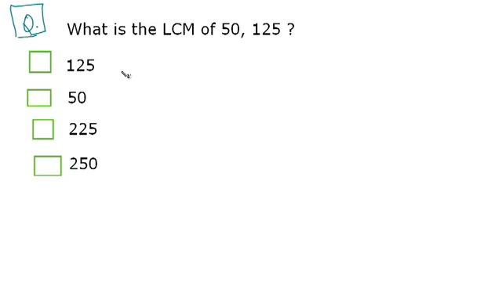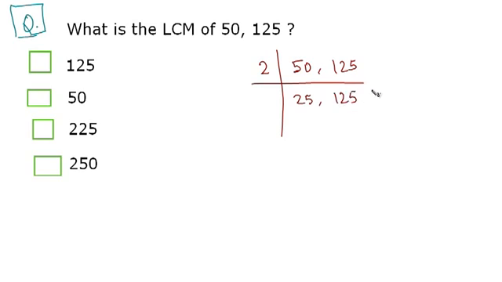Time for a question here. What is the LCM of 50 and 125? And here are your options. So we would solve this by dividing these two numbers by prime numbers. So let's do this. We write 50 and 125 like this, and we divide it by the smallest prime number that can divide these numbers. So I think 2 can divide 50, so we write 2, 25s are 50, and here we can't divide 125, so we just have 125 right there.